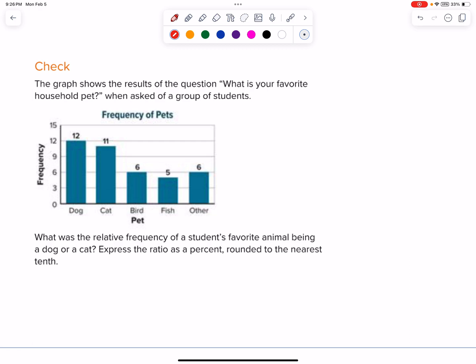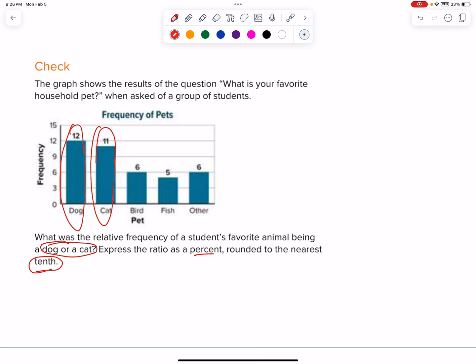What is your favorite household pet? We just need to focus on what's the relative frequency that we're looking at, and it says students' favorite animals being a dog or a cat. So we're looking at dog and cat, expressed as a percent rounded to the nearest tenth. Okay, so we just need to do percent, but we might as well go fraction to decimal to percent anyway. So let's look at dog and cat only.